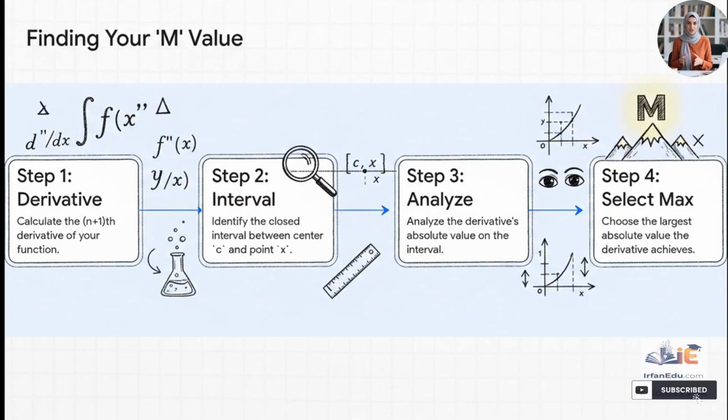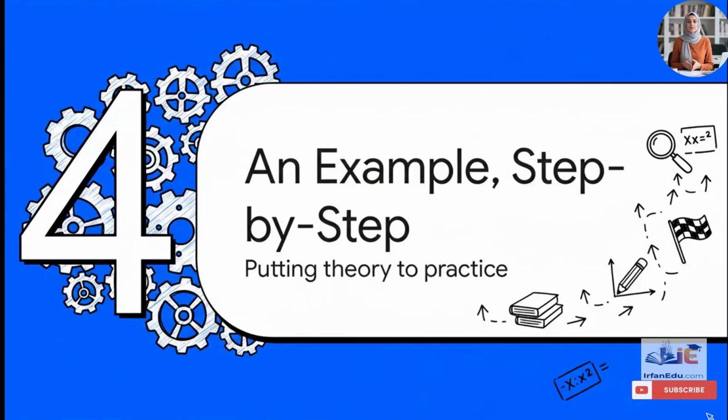And finally, step 4, pick the single largest absolute value it hits on that interval. And boom, that's your m. All right, that's a whole lot of theory. Let's make this concrete. The best way to really get this is to just do one. So let's walk through a classic example together, from start to finish.